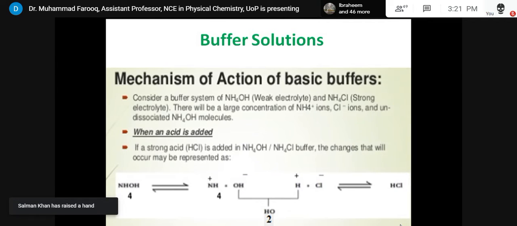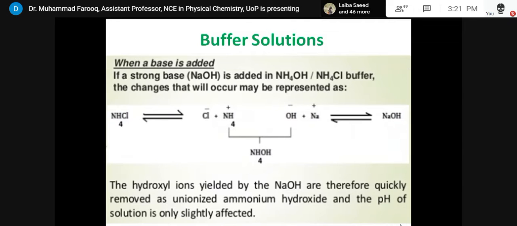Okay, so when we have the basic buffer solution, how do they maintain their pH? For example, when HCl is added, it will produce hydrogen ions upon dissociation. So how is this added hydrogen ion neutralized? We already have NH4OH, which will get dissociated in the solution, so a hydroxyl ion will be produced. This hydroxyl ion will react with the hydrogen ion of the acid. So water is produced, and as a result, the pH of the solution will remain almost constant.